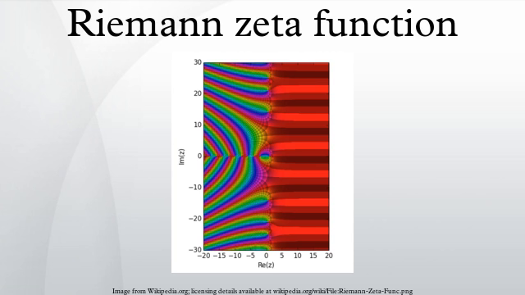Applications. The zeta function occurs in applied statistics. Zeta function regularization is used as one possible means of regularization of divergent series and divergent integrals in quantum field theory.